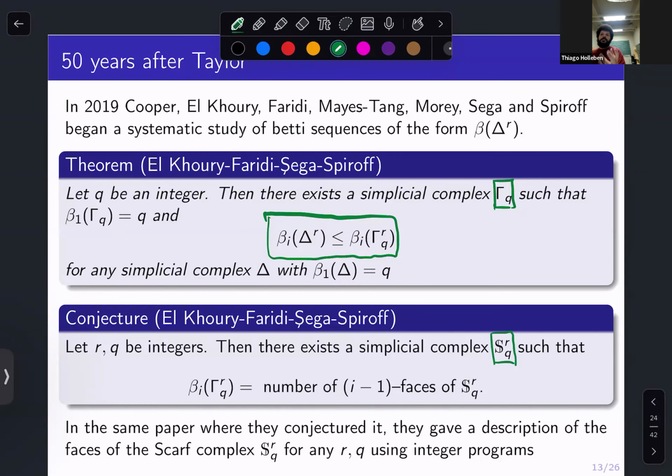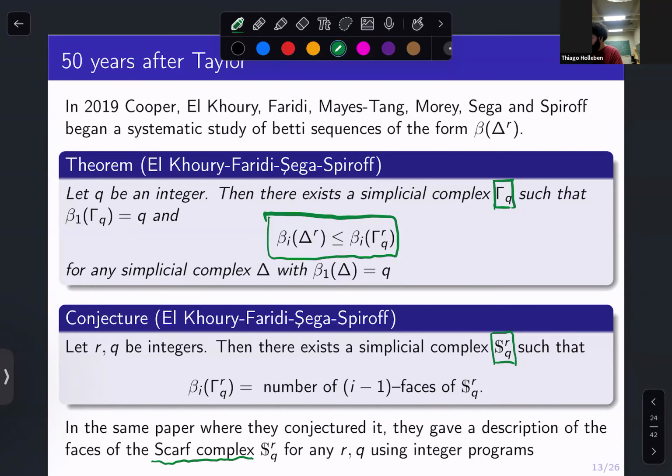But the point is, we get to the same situation as Taylor, where the Betti sequence of an arbitrary simplicial complex is bounded by the number of faces of a simplex. And then when you do this power procedure, the idea, it's a conjecture, is that the Betti sequence of the powers is again going to be bounded by the f-vector of a complex. And the question is, okay, what is this complex? So this complex is called the Scarf complex, just in case I mention it.